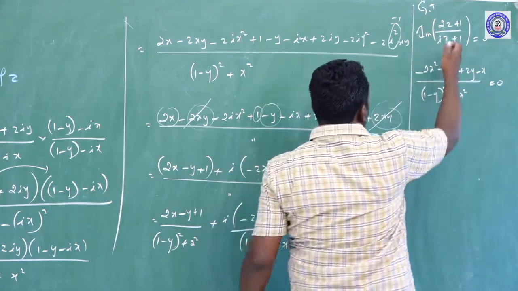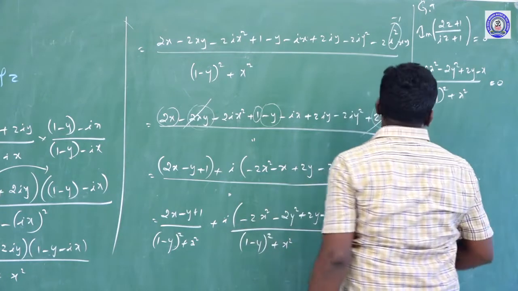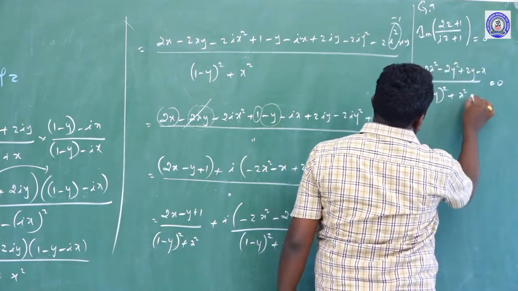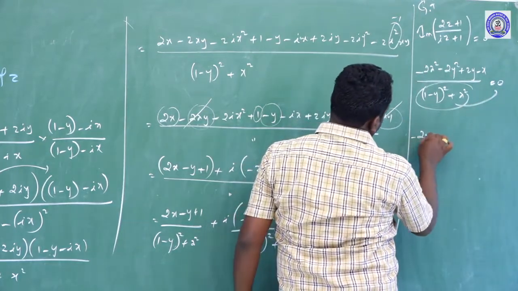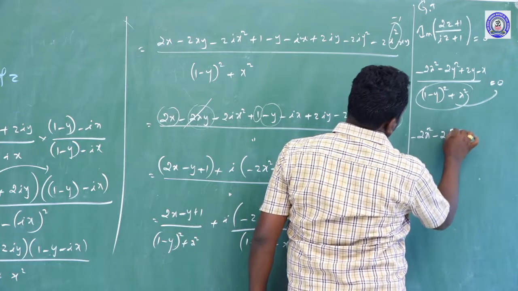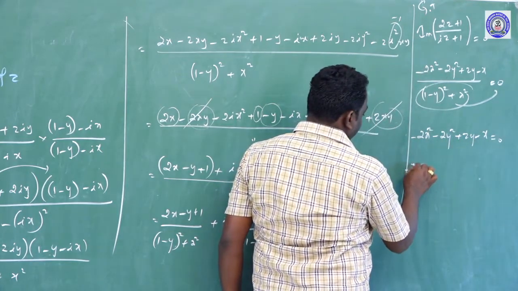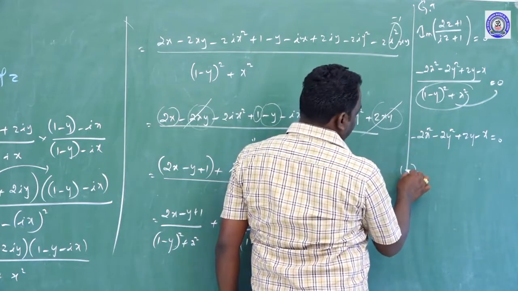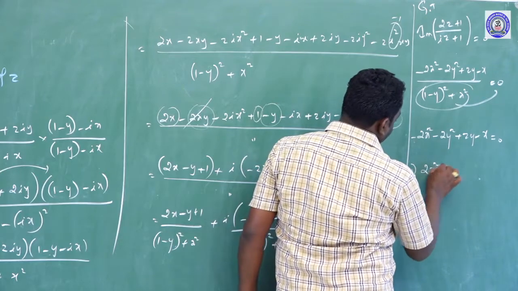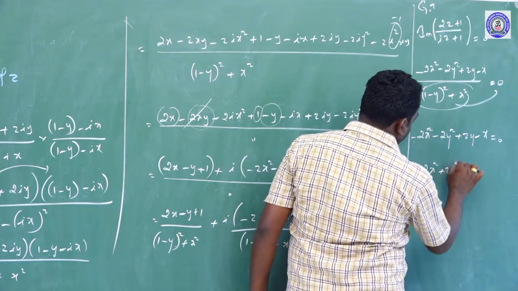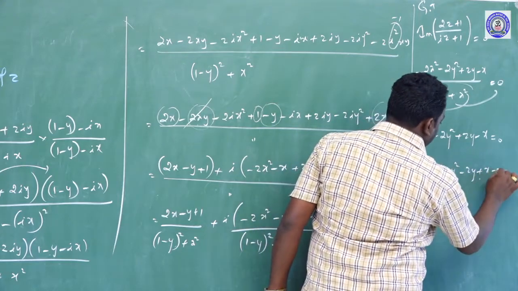From the last simplification within the bracket term, collecting only the imaginary terms, that imaginary term is equal to 0. Transferring the total denominator, it becomes 0. Therefore, minus 2x square minus 2y square plus 2y minus x is equal to 0. Now just multiply by minus throughout the equation. Minus into minus gives plus 2x square, plus 2y square, minus into plus gives minus 2y, minus into minus gives plus x, is equal to 0.